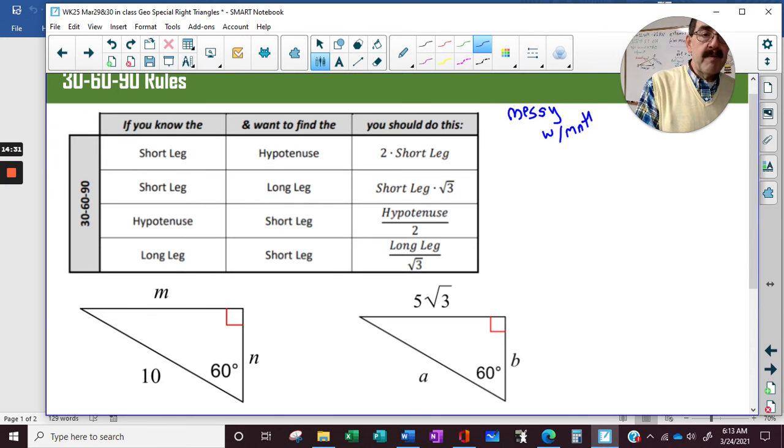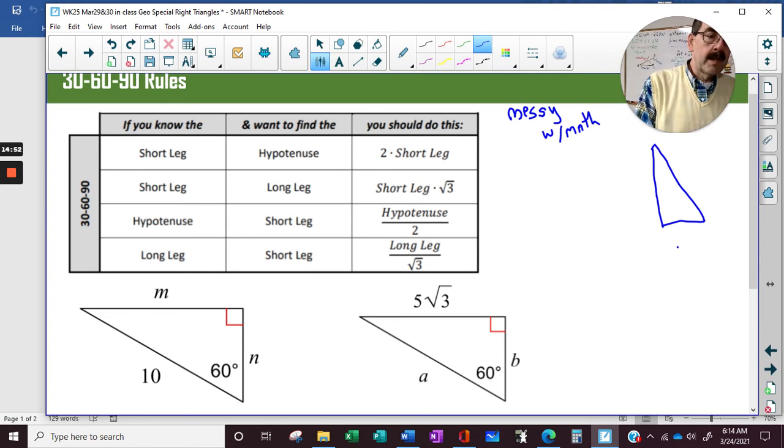And when you get messy with math, it's okay to make mistakes. That's why we have erasers. That's why we're handing you this, so that you can make sense of it. Okay? So, short leg, hypotenuse, long leg. Okay. So, on your paper, draw yourself a 30, 60, 90.